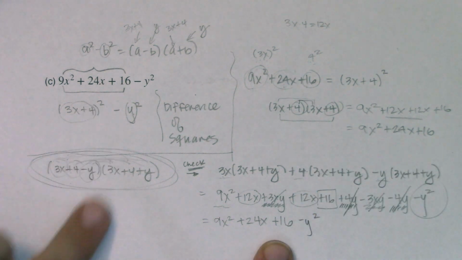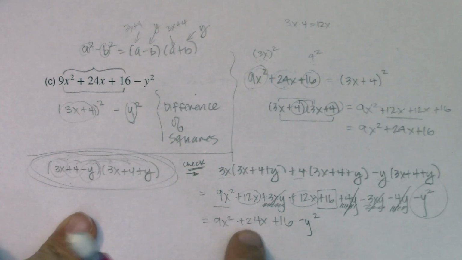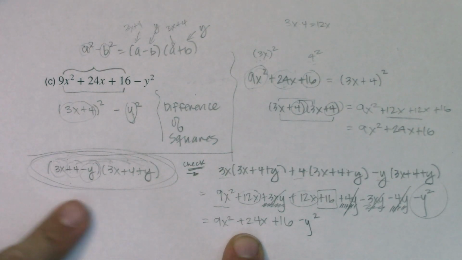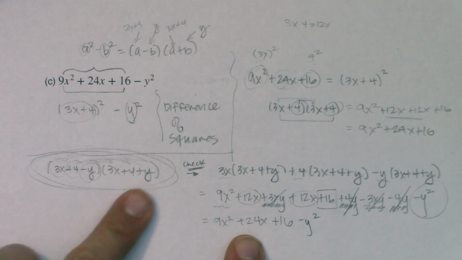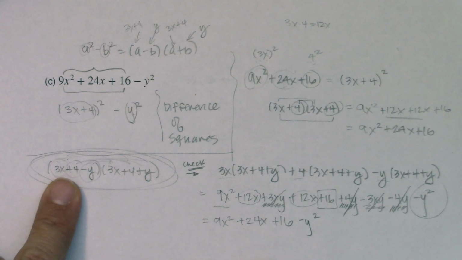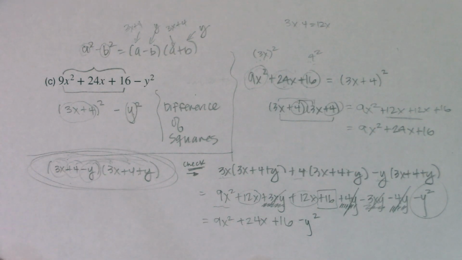So sure enough, when I did multiply this garbage, this hot mess, this trinomial times this trinomial, which is ultimately a difference of squares, I did get back to my original expression. It definitely hurt along the way, but I got back there.